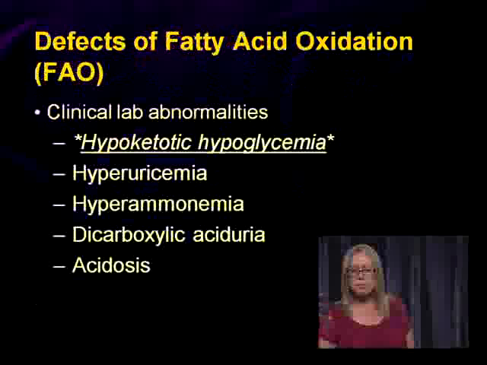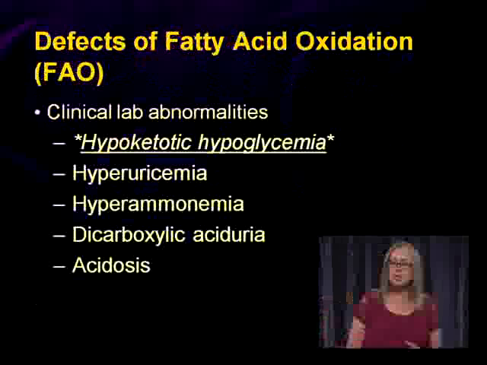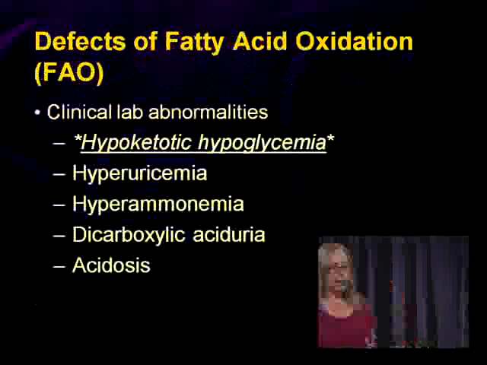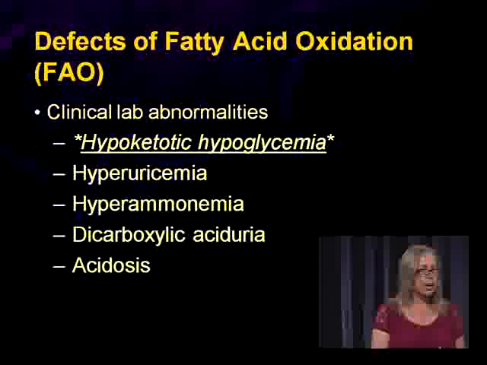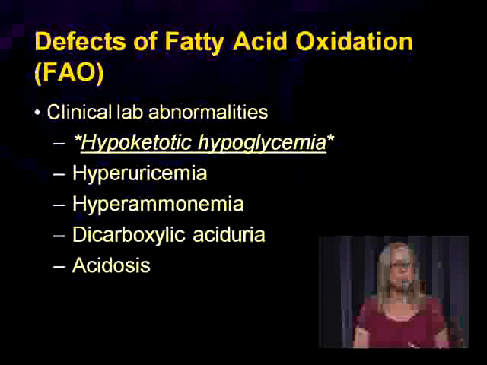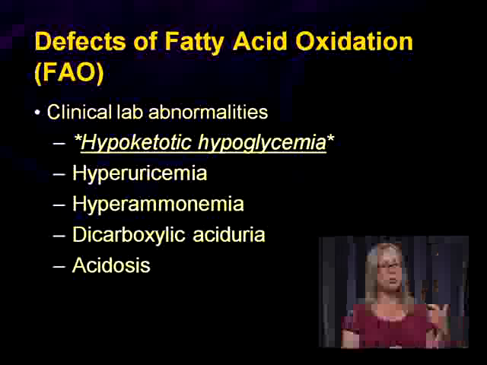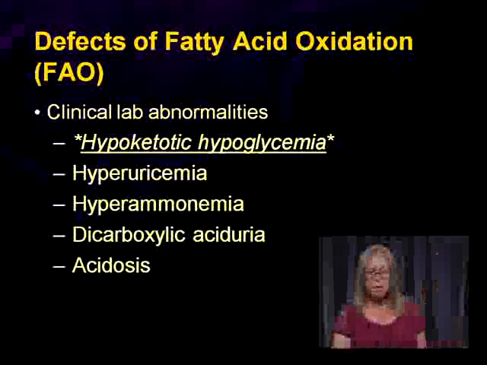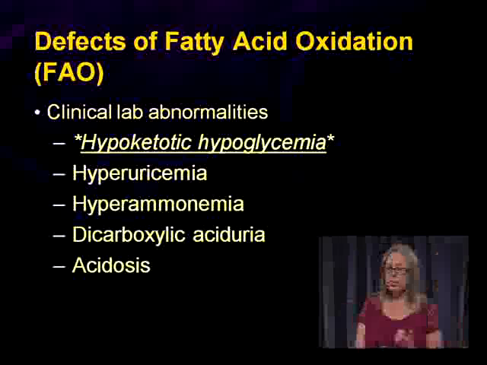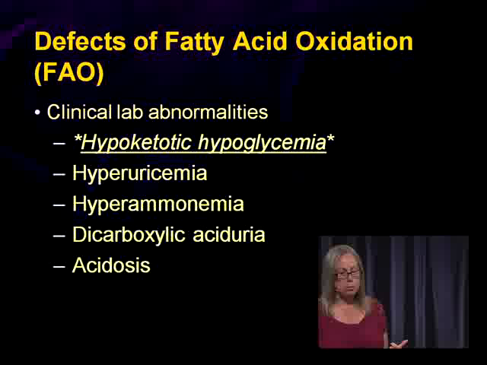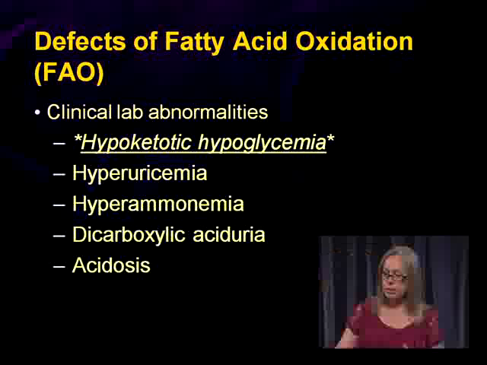So clinical lab abnormalities include a hypoketotic hypoglycemia. So you've got a low sugar, you're not being able to support it with the breakdown of fats, and you're not making enough acetyl-CoA to make ketone bodies. Your uric acid can go up. You can also have a mild elevation in your ammonia. You can get a dicarboxylic aciduria and acidosis.